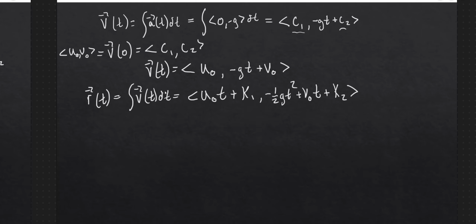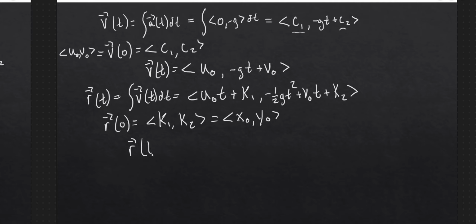Of course, if I plug 0 in for t, these constants are the only ones that remain. R of 0 is k1, k2, and that is my initial position, which is what I'm calling x0 and y0. So what we have here is that R of t is u0 t plus x0, and minus 1/2 gt squared plus v0 t plus y0.